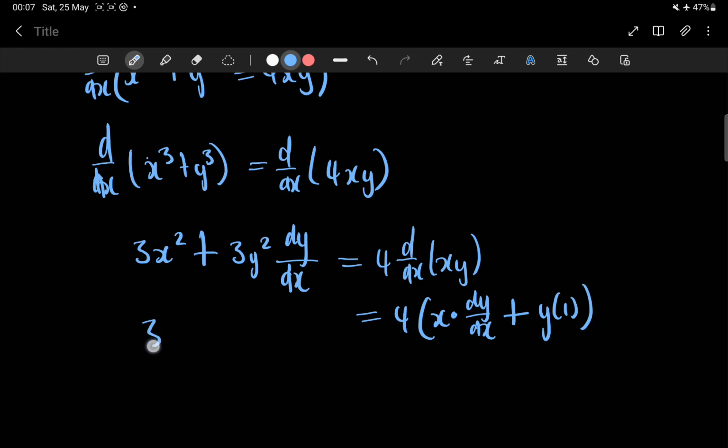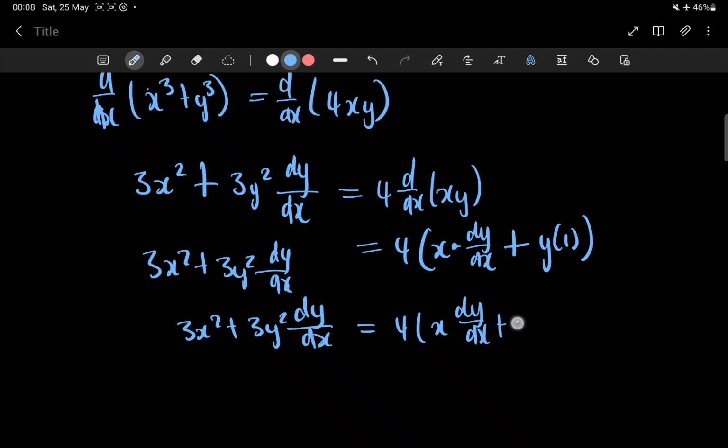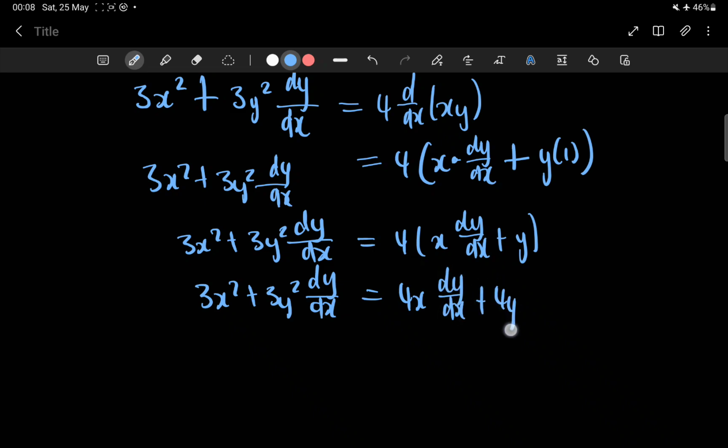And here on the left-hand side, we still have 3x squared plus 3y squared multiplying dy dx. So here, what am I going to have? 3x squared plus 3y squared dy dx is equal to here, what would I say? x times dy dx is just x dy dx. And by 4, so it's going to be 4 multiplying x dy dx plus y times 1 is just y. So I can now say 3x squared plus 3y squared dy dx is equal to 4x dy dx, then plus 4y.